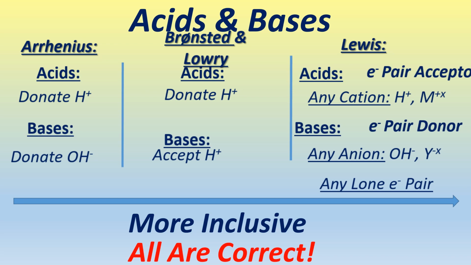Bases, Arrhenius started with the simplest case for strong bases, which donate OH-. Bronsted and Lowry figured that other things could actually act as bases. Anything that would accept an H+ would be a base. Again, Lewis expanded and refined that by concluding anything that accepts a positive has to be a negative. So anything that's an anion with a negative charge, including OH-, or anything with an unshared pair of electrons can act as a base.